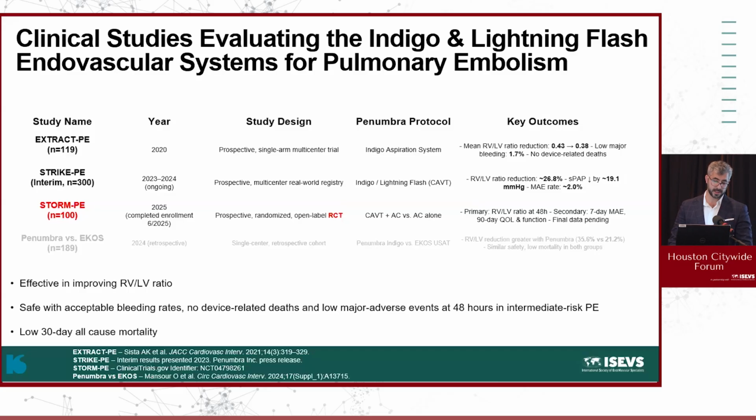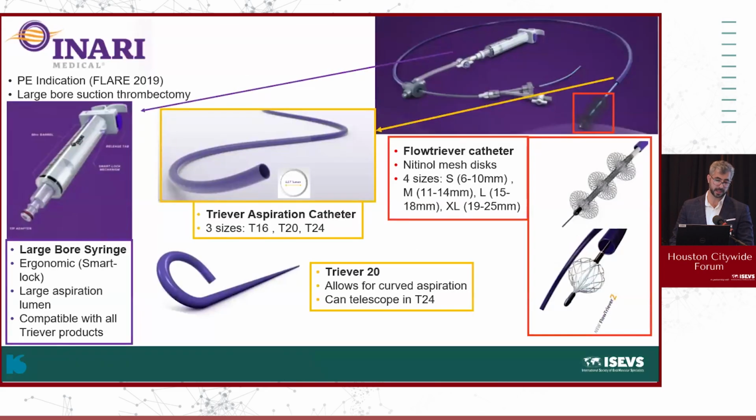This is a prospective RCT that's going to look at Flash 16 versus anticoagulation, and is going to look at safety and efficacy endpoints as well as 90-day quality of life outcomes, which is exciting for the mechanical thrombectomy space.